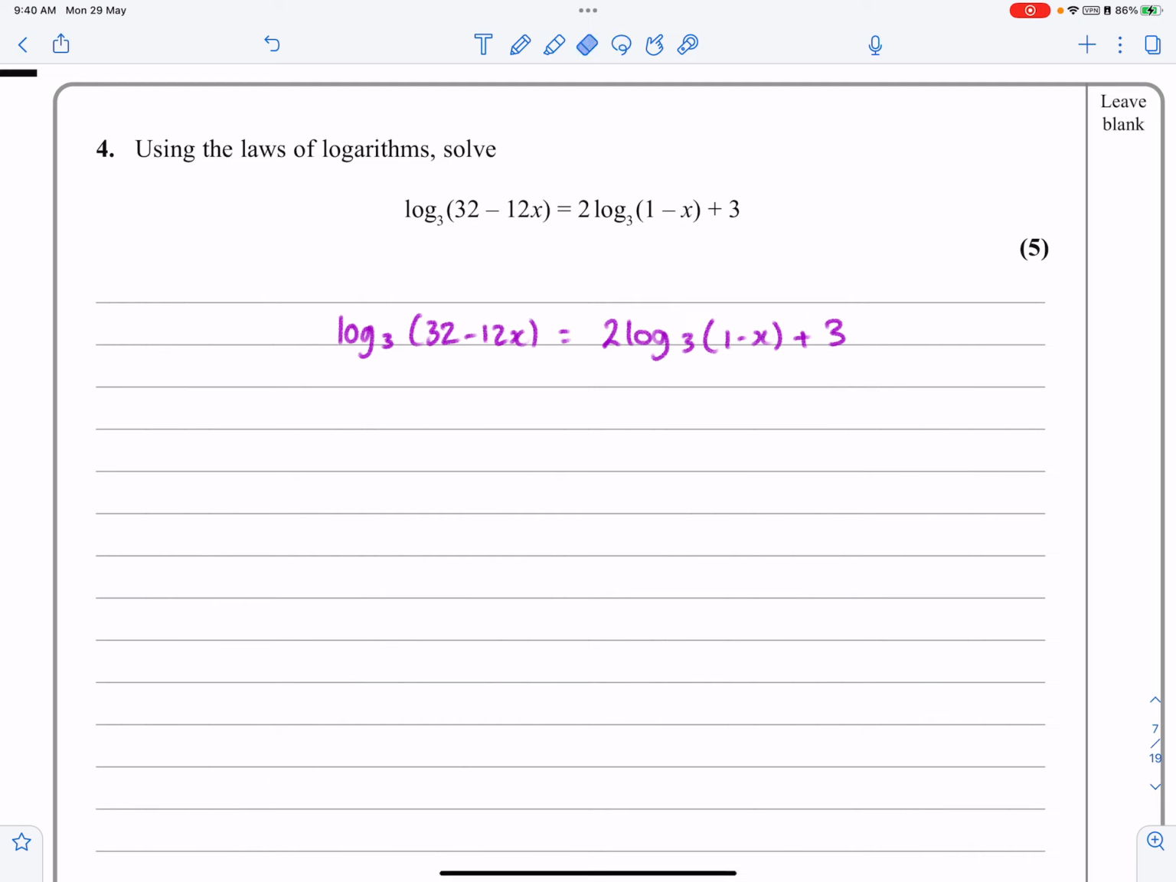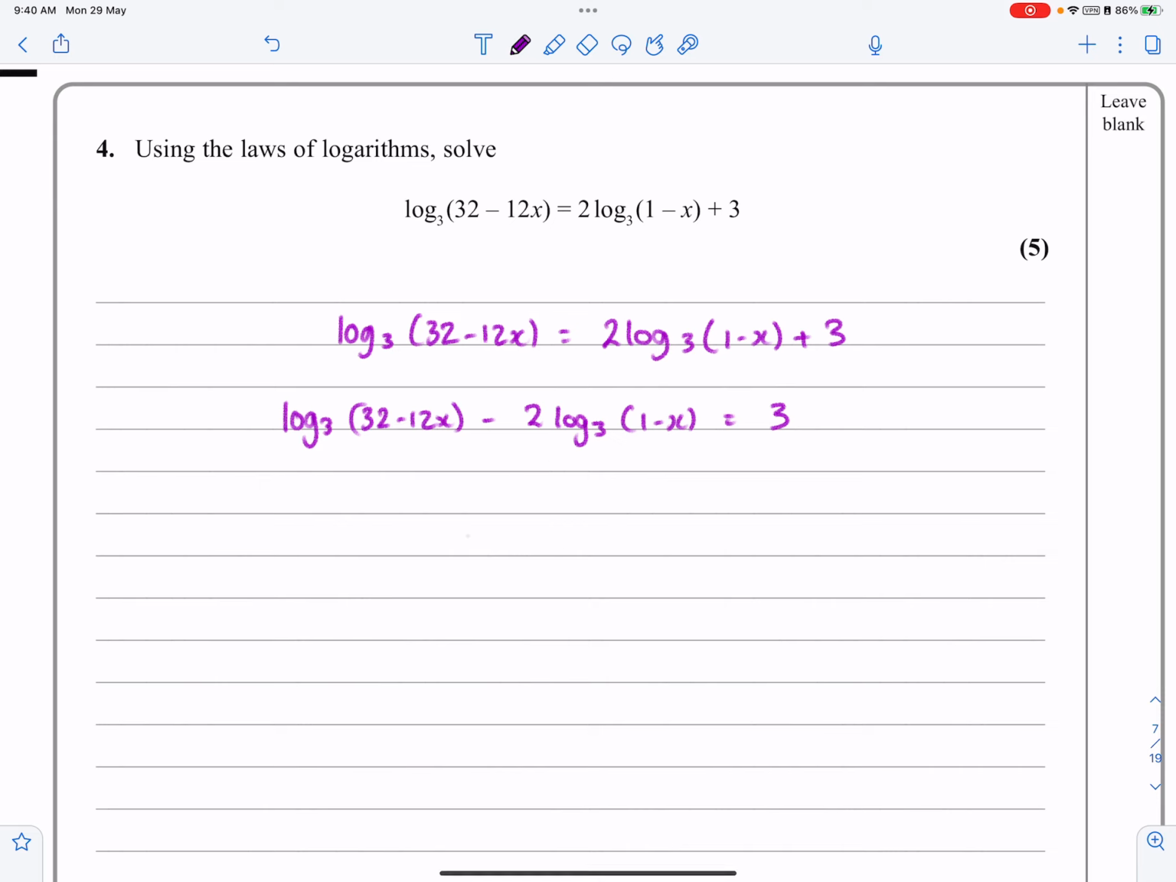What I'm going to do is to take that term over to the other side, and then because I've got two statements with log to the base 3, I'm just going to tidy them up using all the various different log rules. So let's get started with that. We've got log 3, 32 minus 12x, minus 2 log 3, 1 minus x is equal to 3. And now here's my first problem. I want to be able to combine these two logarithms, but I can't if I've got that 2 there. But not only is it a problem, it's also an opportunity.